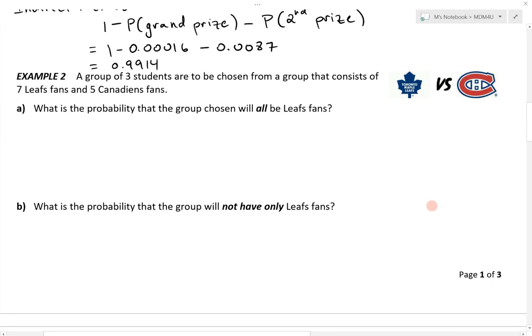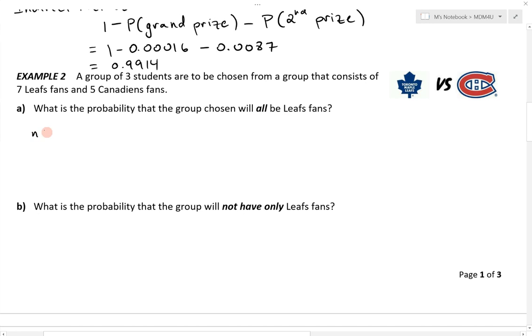All right, let's look at example 2. A group of 3 students are to be chosen from a group that consists of 7 Leafs fans and 5 Canadiens fans. If you're not familiar, these are the names of hockey teams in Canada. What is the probability that the group chosen will all be Leafs fans?